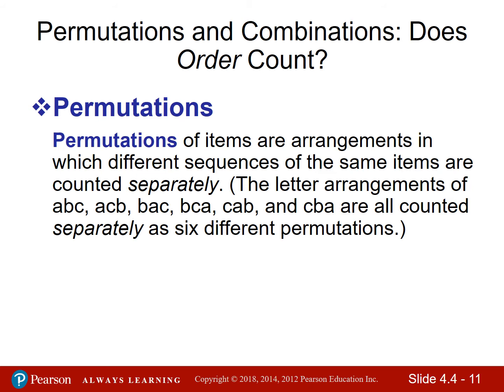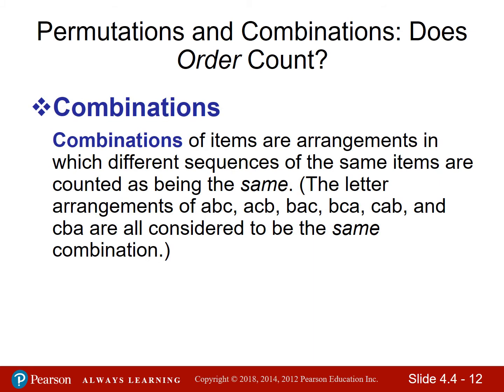Because here the order matters. A is in the first place here, B is in the second place, C is in the third place. Here, A is in the first place again, but this time C is in the second and B is in the third. Look at this permutation. B is first, A is second, C is third, and so on. So the order matters here. So there are 6 different permutations.